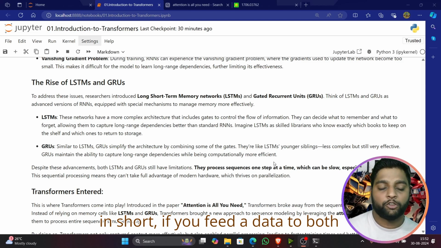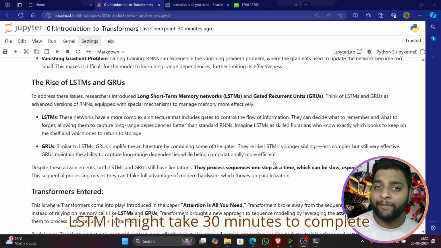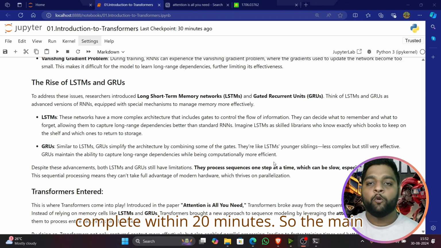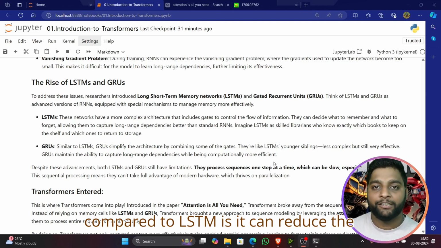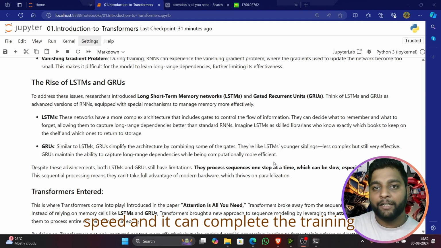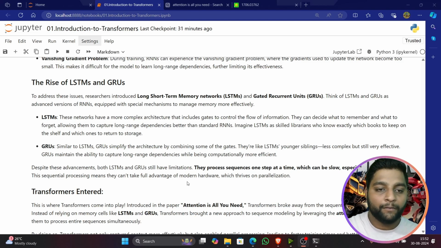To say in short, if you feed data to both LSTM and GRU, in LSTM it might take 30 minutes to complete the training, while in GRU it can complete within 20 minutes. So the main reason for GRU being more popular compared to LSTM is that it can reduce the inferencing time, cut down the speed, and complete the training very fast. Only 70% of the time it takes.